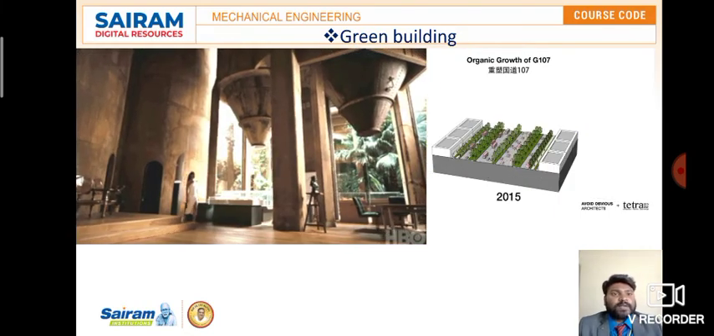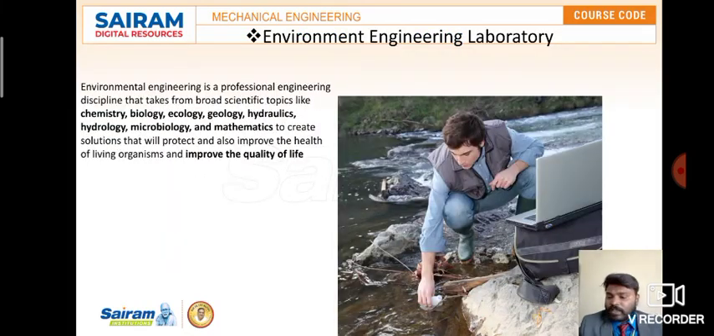So this is a green building. So now coming to this environment engineering laboratory. Different laboratories that we see, chemistry laboratories or physics laboratories, and also another one is the environment engineering laboratory. So what does that do?